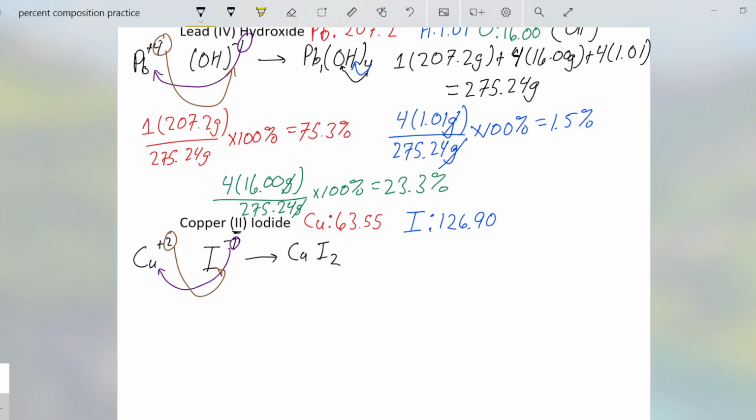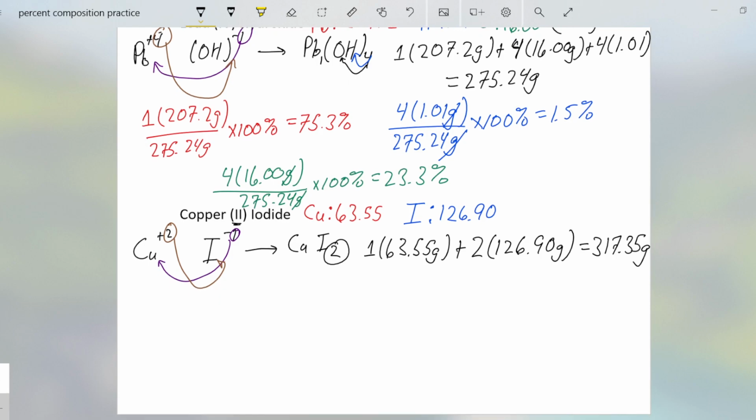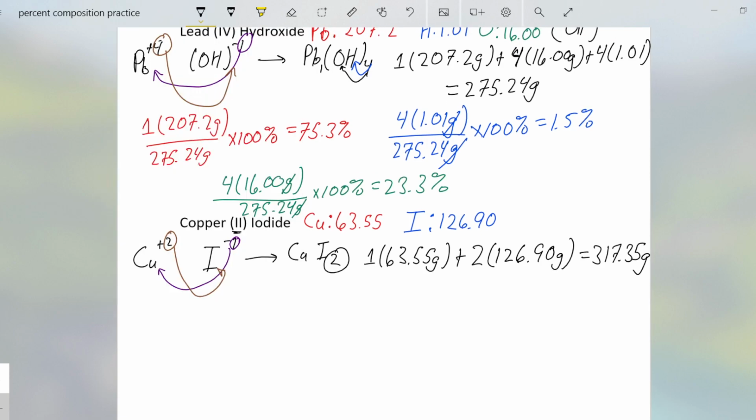To get my molar mass, I take the number of coppers, which is just 1 copper, and multiply it by the mass of copper, 63, not 6.3, but 63.55 grams. That is my mass of copper, one of them times 63.55 grams. And I add 2 times my iodine, because there are 2 iodines. So 2 times the mass of iodine, 126.90 grams. And I plug this into my calculator. I get 317.35 grams. So that's my molar mass for my copper 2 iodide.